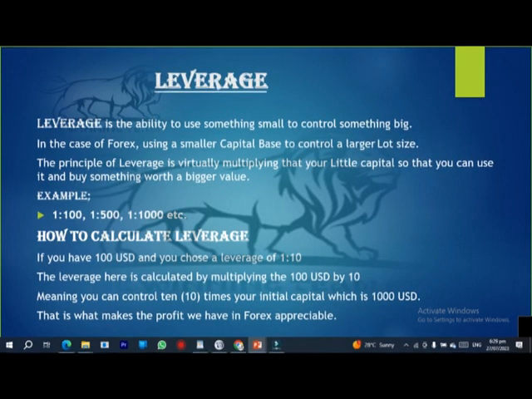But you can't see it with your physical eye. They do it at their end. So this is what we call leverage. It's the ability to use something small to control something big. In the case of Forex, using a small capital base to control a large lot size. Yes, that is it. The principle of leverage is virtually multiplying your little capital so that you can use it to buy something worth a bigger value.